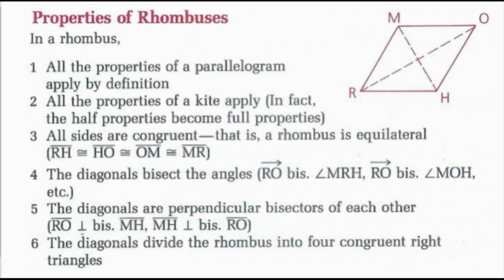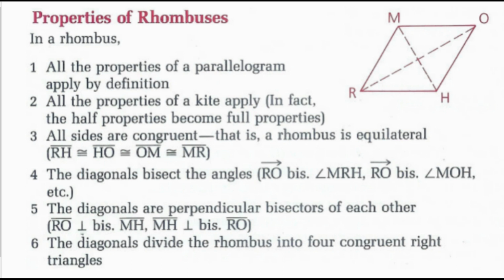All sides are congruent, so a rhombus is equilateral. So side MO is congruent to side OH, which is congruent to side HR, which is congruent to side RM. The diagonals bisect the angles, so both of the diagonals bisect every angle. So ray RO bisects angle MRH, ray RO bisects angle MOH, etc. Both diagonals are perpendicular bisectors of each other, so they form right angles as well as split the sides into congruent pieces.